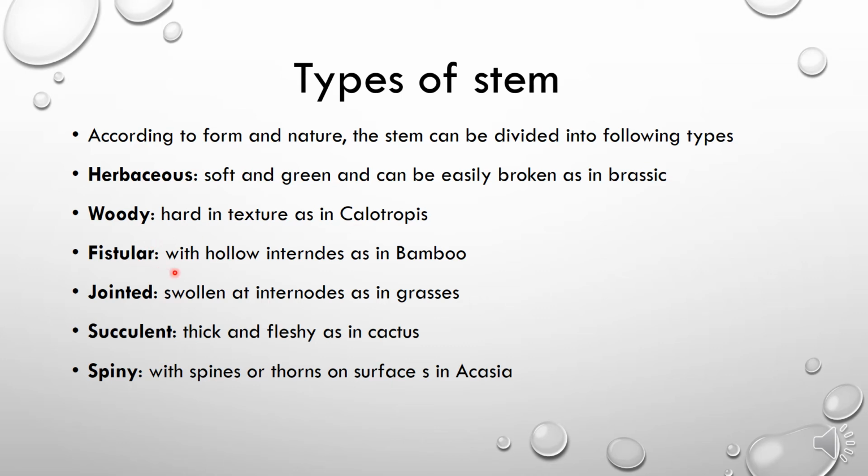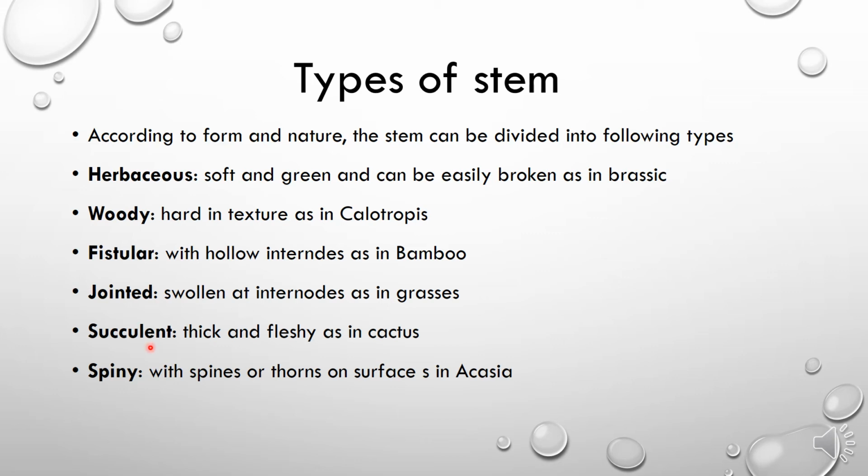Fistular stem. Fistular stem is a type of stem which is hollow from the inside, with hollow internodes, as in bamboo. We have a number of such stems. They are hollow from the inside, and at various places they are used for the purpose of decoration. The bamboo sticks you have seen. So in case of the bamboo plant, the stem is hollow from the inside. Stem may be jointed, as in case of the grasses. In the grasses, swollen internodes are present in the stem.